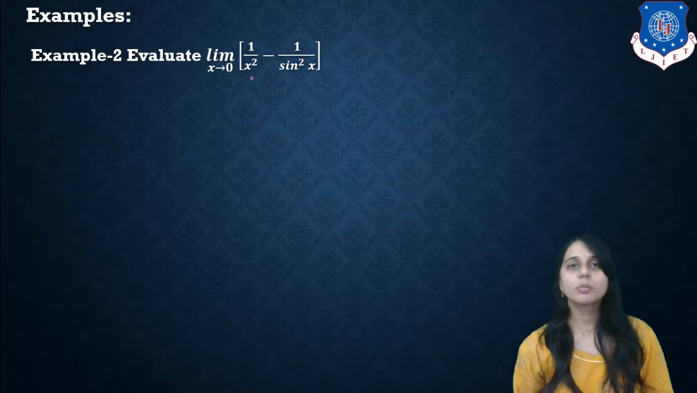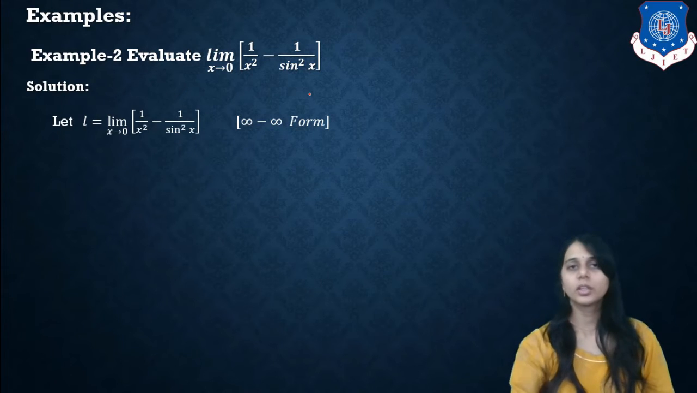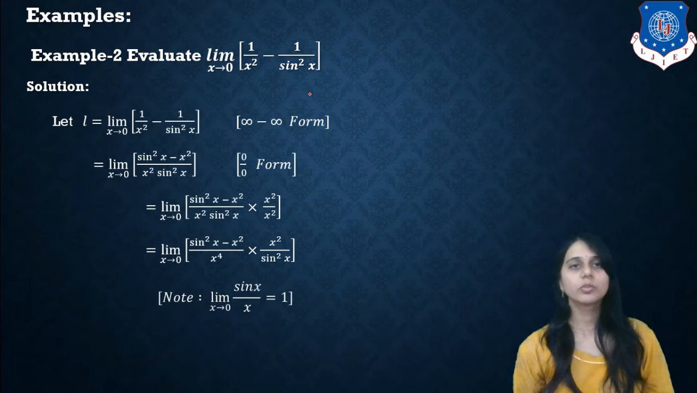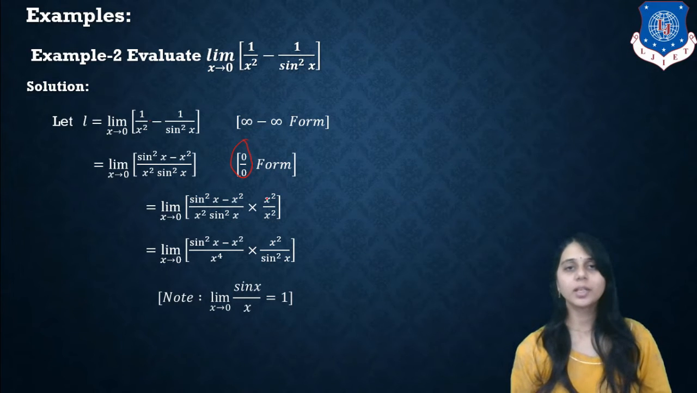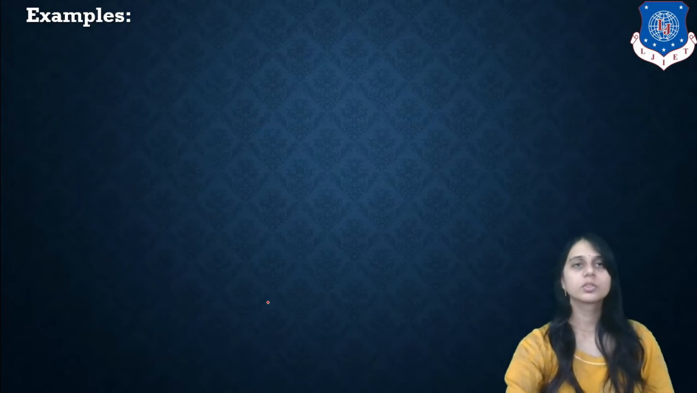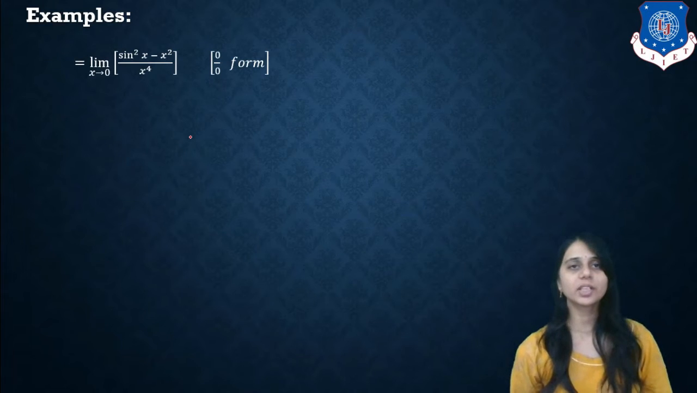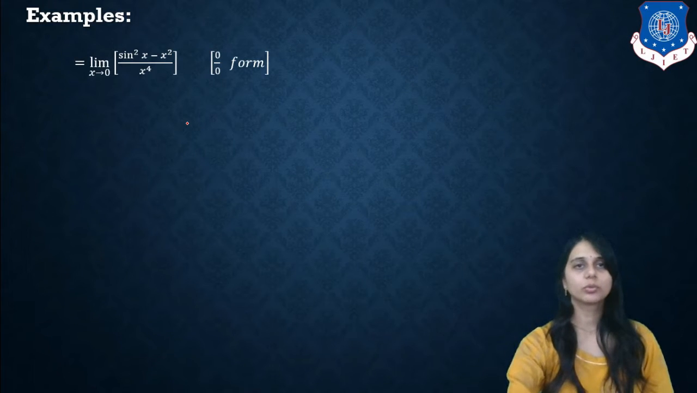Limit x tends to 0 of 1 upon x square minus 1 upon sin square x. It is infinity minus infinity form. So we take the common denominator: (sin square x minus x square) upon (x square into sin square x). Now it becomes 0 by 0 form. So now we multiply and divide by x square. So we get (sin square x minus x square) upon (x raised to 4 into sin square x by x square). Now sin x by x equals 1. So we get (sin square x minus x square) upon x raised to 4.